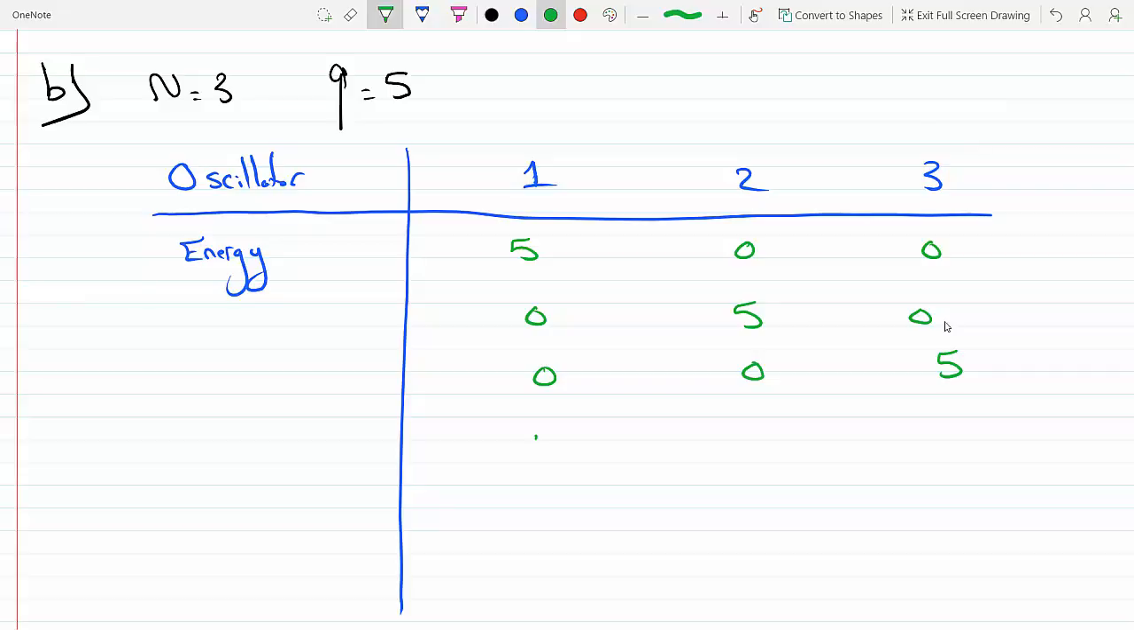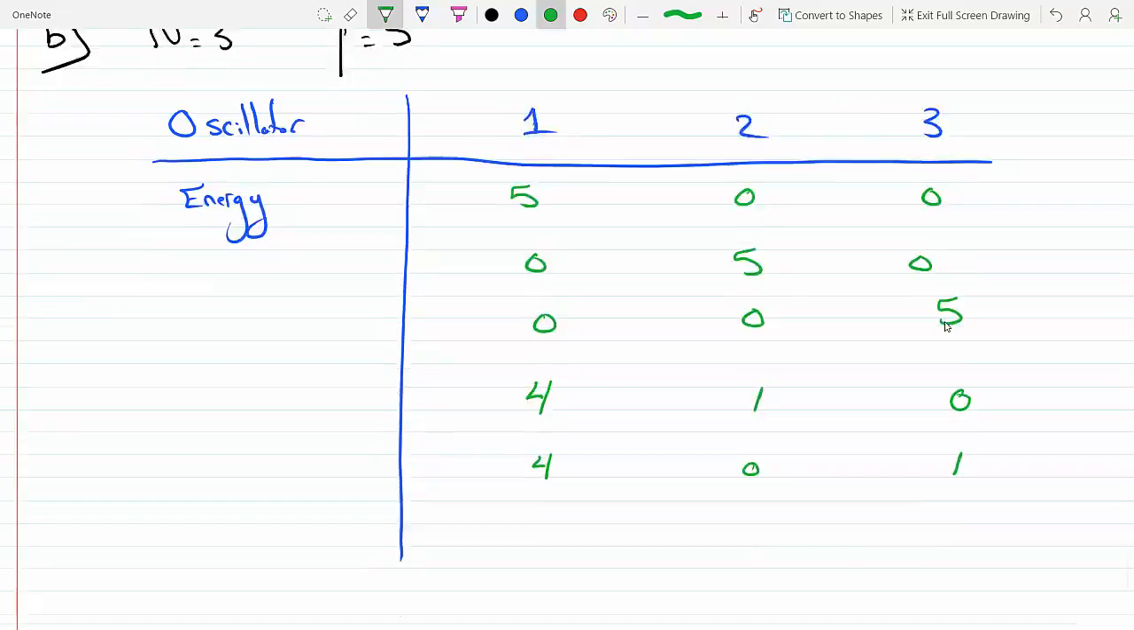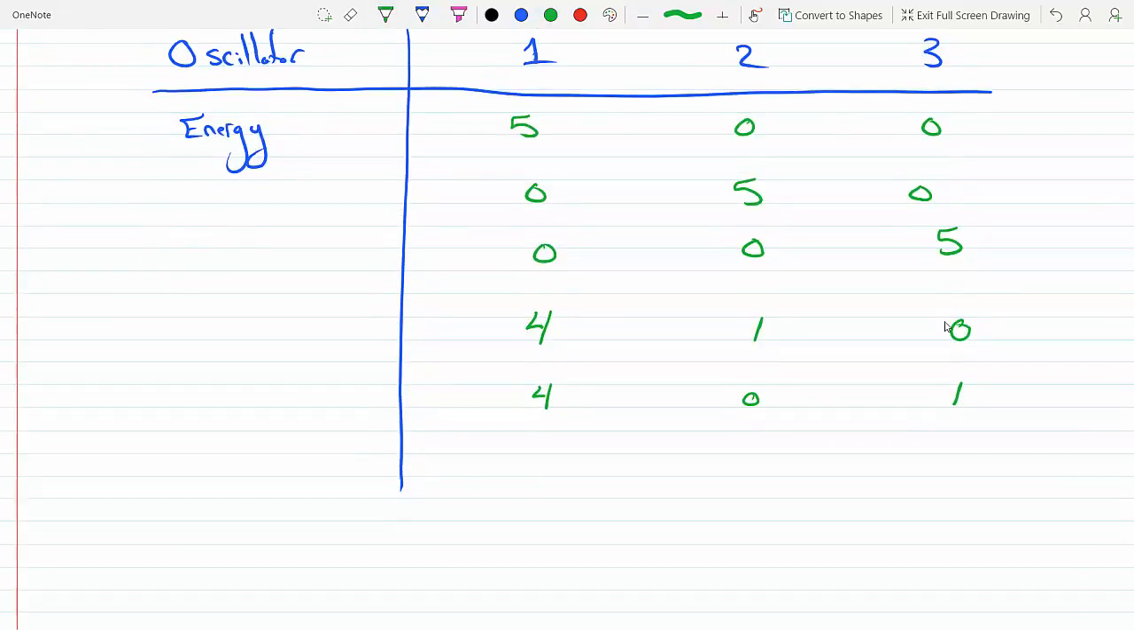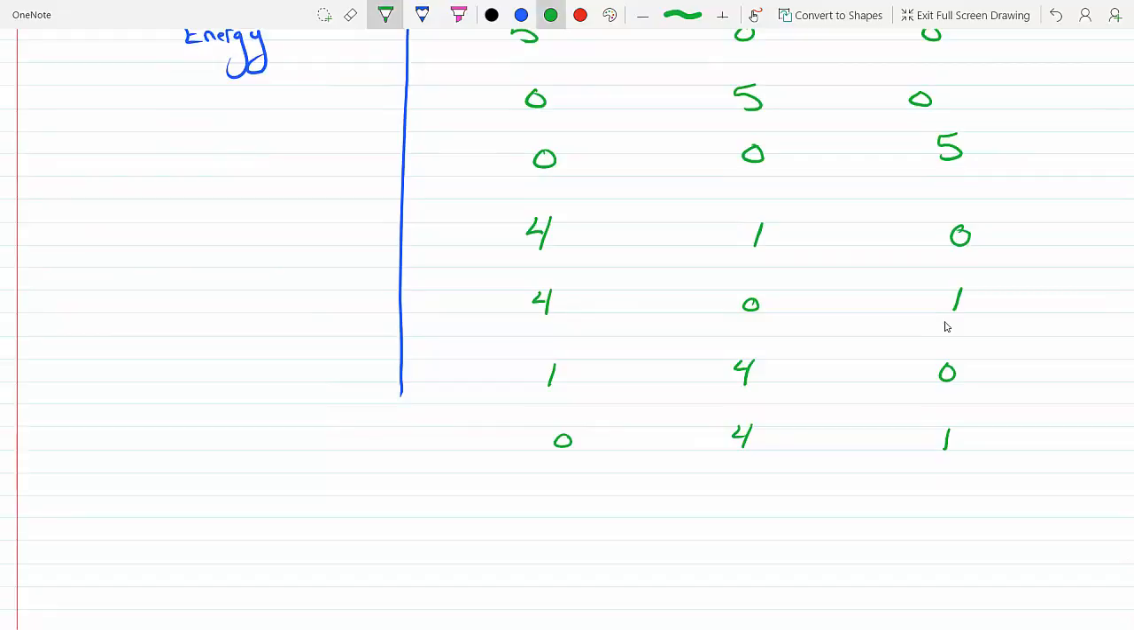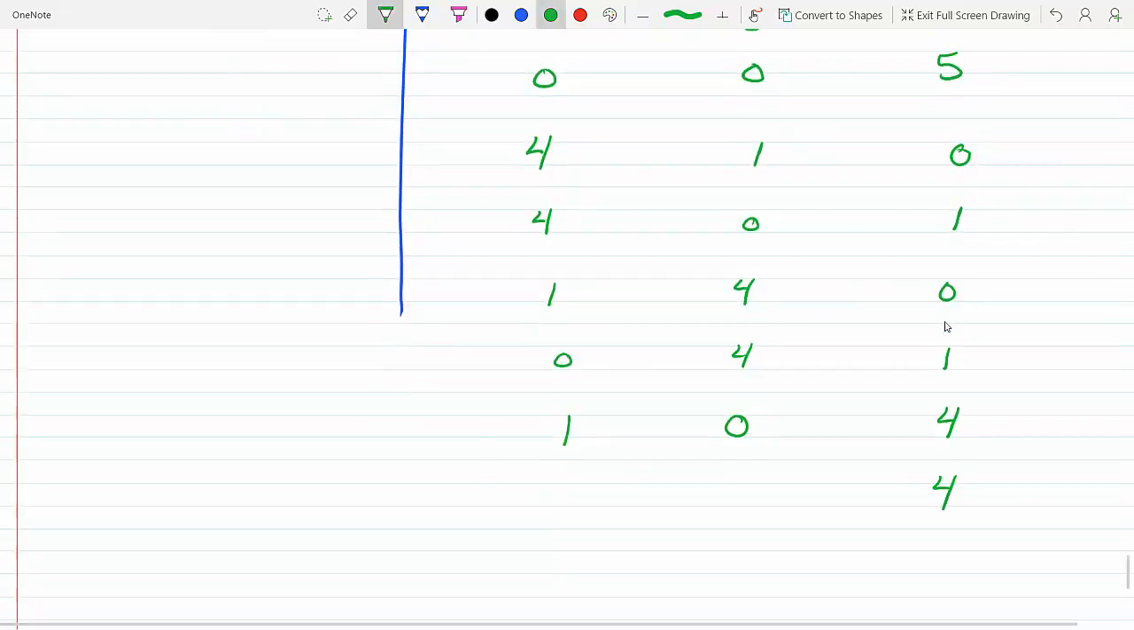Then go down to 4. Now when this one is 4, this one could be 1 and this one could be 0, or this one could be 0 and this one could be 1, and this one being a 4, right? Then alternate the 4. Now the 4 can go to the second oscillator, and then this could be 1 and this could be 0, or this could be 0 and this could be 1. But then this 4 can also be on the third oscillator, in which case the first one can take 1 and the second one 0, or the first one 0 and the second one 1. So this runs me out of options on the 1 and 4.